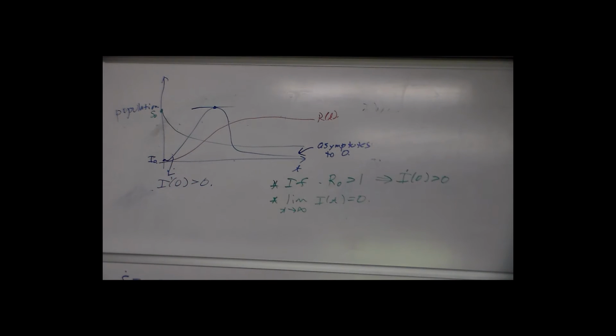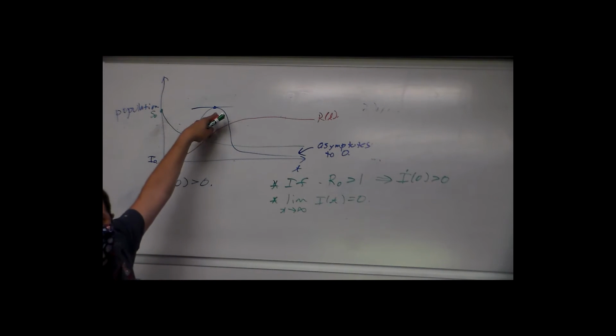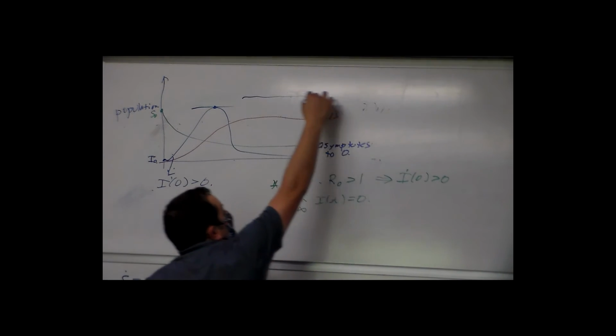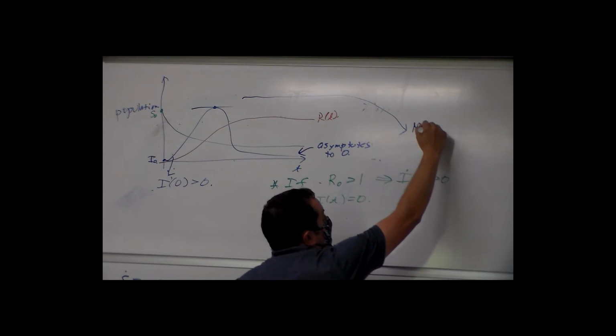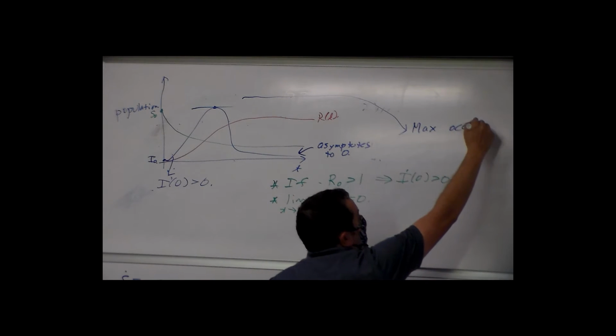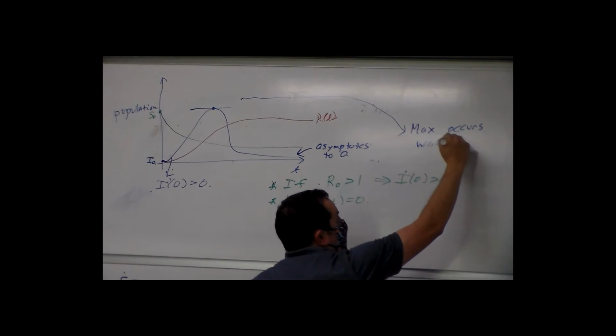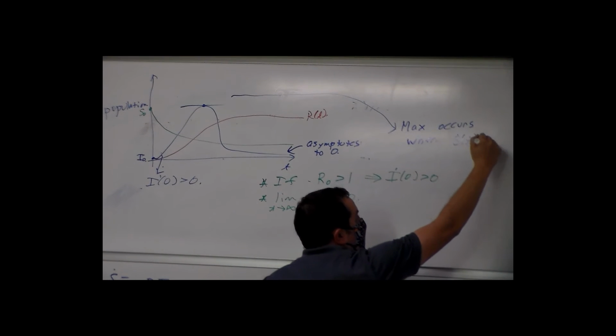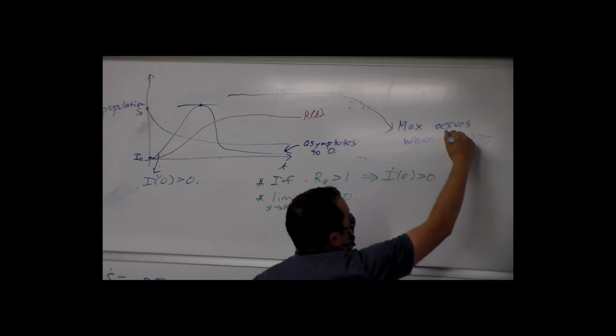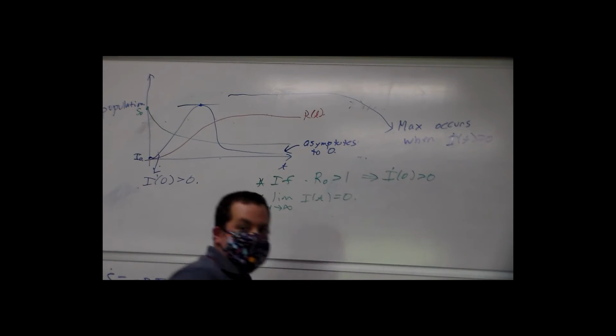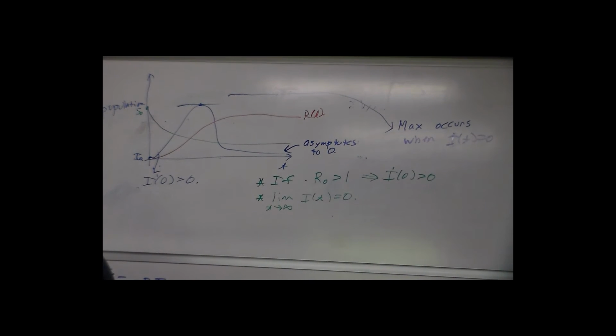Yeah. The maximum, right? So how do I find the maximum of a curve? The derivative equals 0. Good. So you've got to be careful with what derivative, but what we care about is where I dot of t equals 0. Okay? So the max occurs when S dot of t equals, or I dot of t. Okay? And how do I find that?